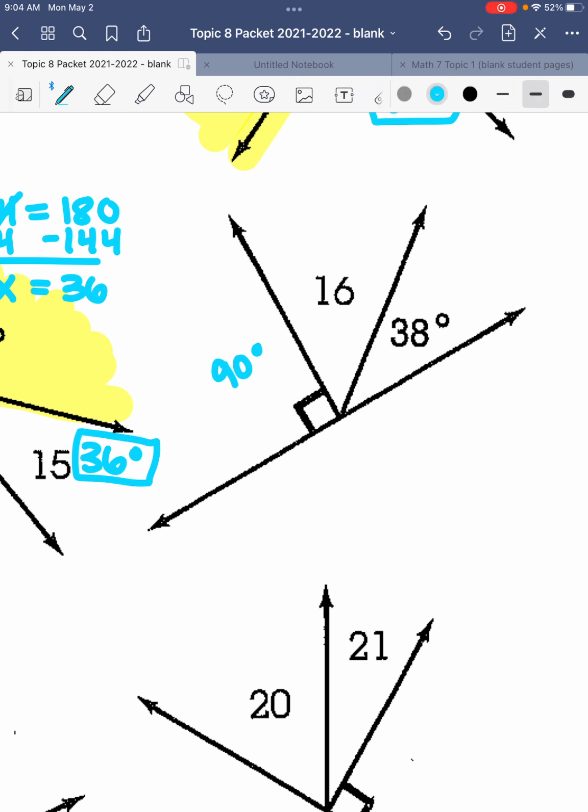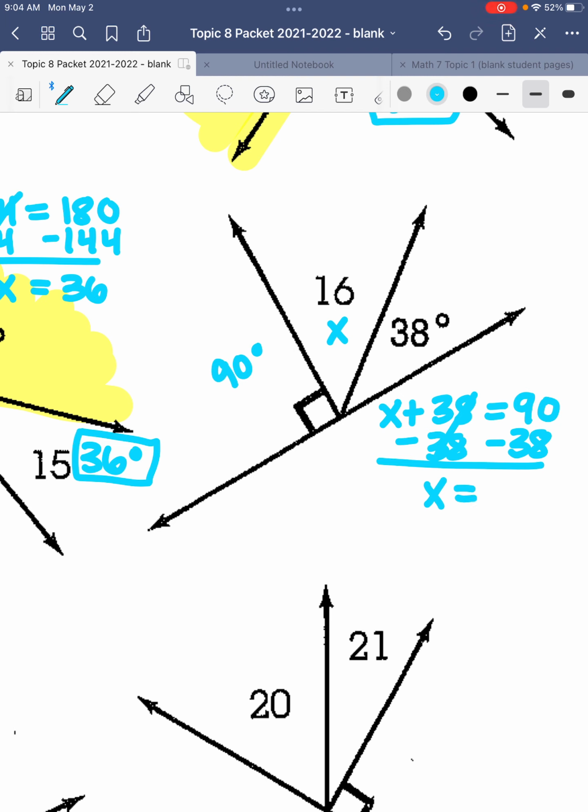So could I call angle 16 x and write an equation to solve for x? I sure could. So we could say x plus 38 equals 90. Okay, so now to get that x by itself, subtract 38 on both sides. So my 38s cancel out. X is by itself. So 90 minus 38 is 52. So angle 16 is 52 degrees.